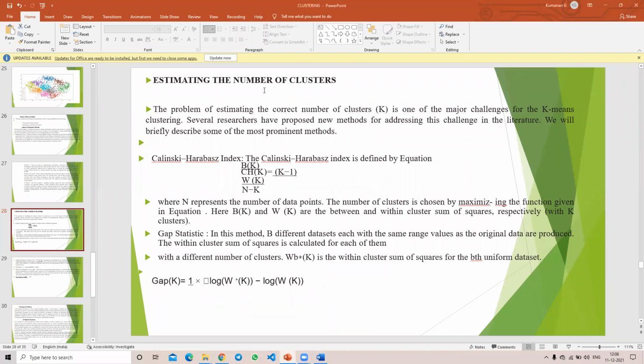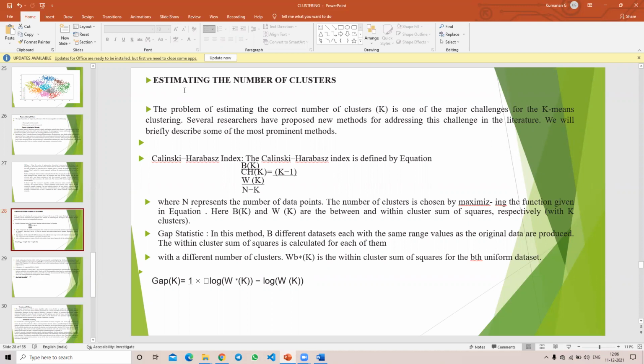Now we are going to see about estimating the number of clusters in the K-means clustering algorithm. The problem of estimating the correct number of clusters is one of the major challenges for K-means clustering. Several researchers have proposed new methods for addressing this challenge in the literature. We will briefly describe some of the most prominent methods.